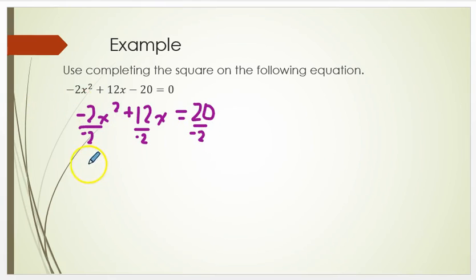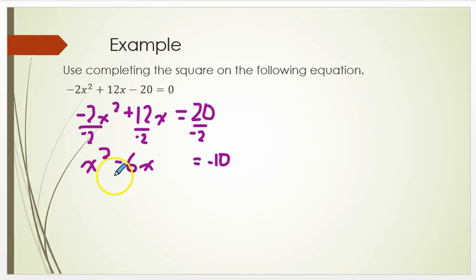So what I'll be left with is x squared minus 6x, and I'm going to leave a space for the next step, equals negative 10. Now that I've met the requirements to complete the square, this is the actual step of completing the square.